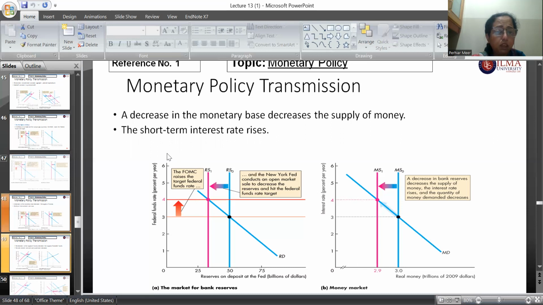The FOMC raises the target federal funds rate, and the New York Fed conducts an open market sale to decrease the reserves and hit the federal funds rate target from 50 to 25. A decrease in bank reserves decreases the supply of money, the interest rate rises, and the quantity of money demanded decreases.